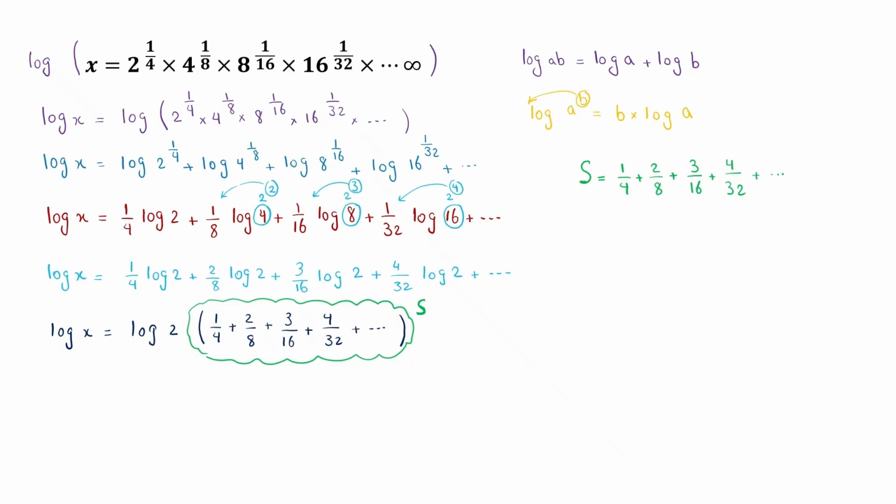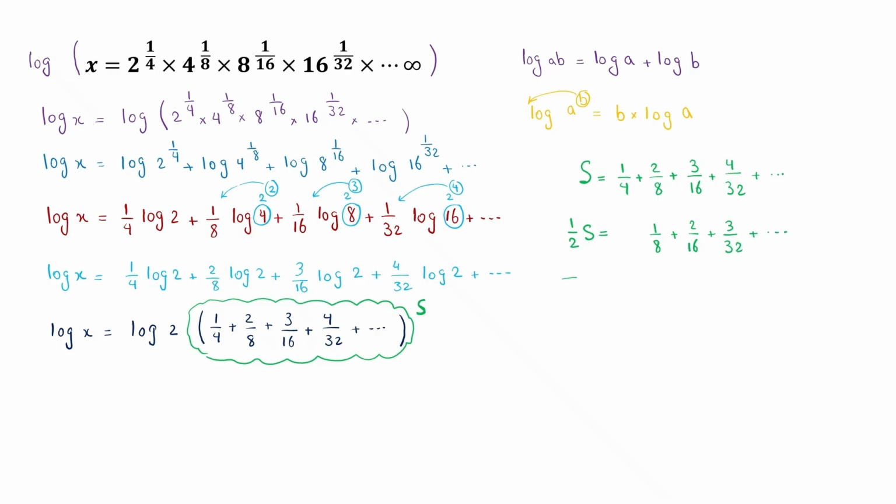Now I want to divide S by 2 to get 1 over 2 S, and then all these terms divide by 2. You will see why. 1 over 4 divided by 2 is 1 over 8. 2 over 8 divided by 2 is 2 over 16. I don't want to simplify it, and I will show you why. Plus, 3 over 16 divided by 2 is 3 over 32, and so on.